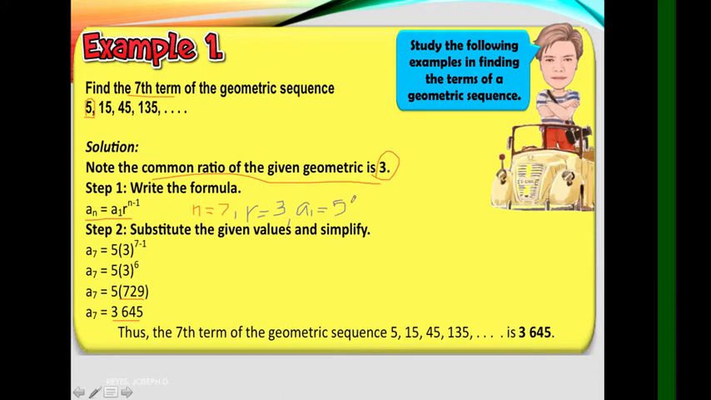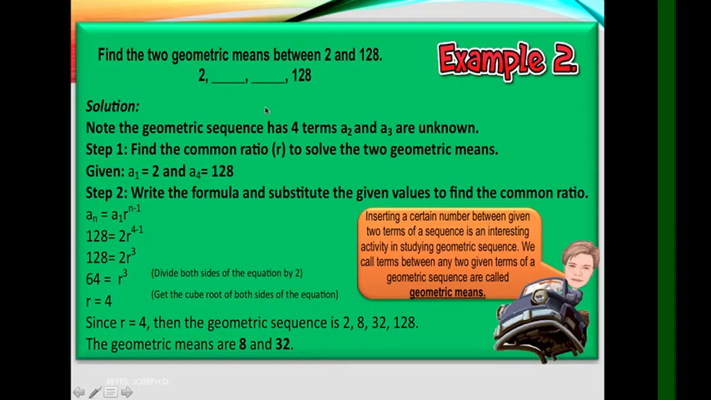So we will substitute all of this to the formula. Okay? So we will first subtract 7 minus 1, and that's 6. 3 raised to 6 is 729. Multiply it by 5, and that is 3,645, which is now the seventh term of the geometric sequence 5, 15, 45, and 135. Another example.